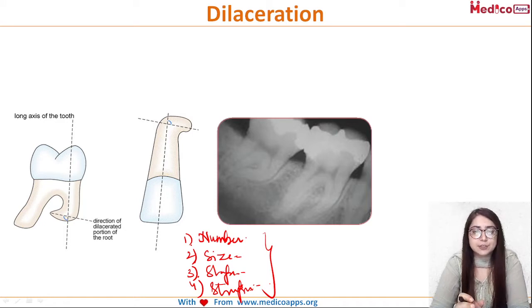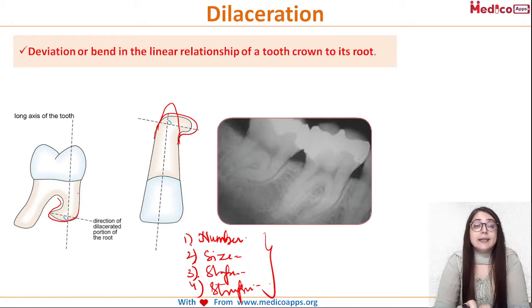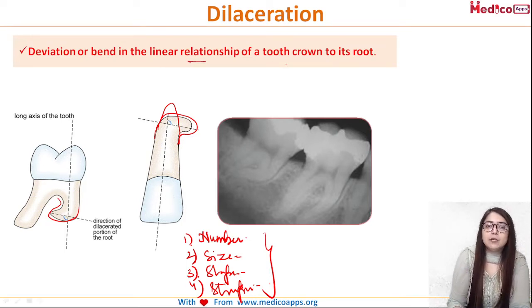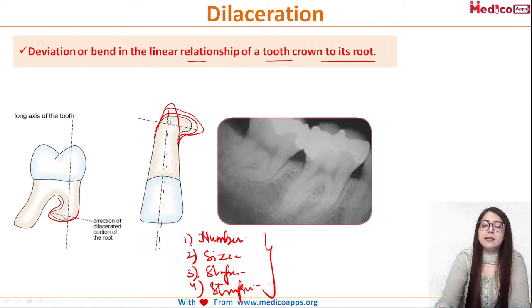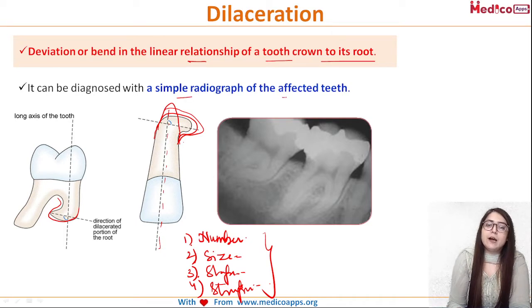Now, what is dilaceration? By the image, you would have some idea of what dilaceration is. Normally, the root has to be like this, but here you can see that it is bent. Similarly here. So this is dilaceration, and dilaceration means deviation or bend in the linear relationship of the tooth crown to its root. So here you can see that this is the long axis of the tooth and this root is bent like this. Now it can be diagnosed with a simple radiograph of the affected teeth.